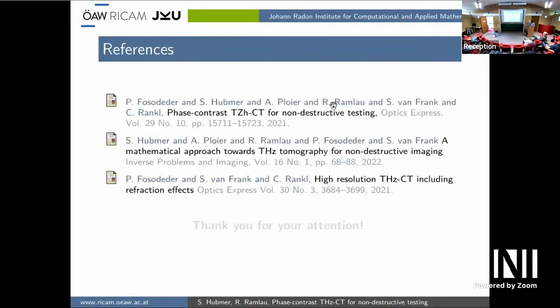Okay. Yeah, and I'm already at the end of the presentation. If you're interested in our results for this terahertz tomography, then here are two publications. This was more mathematics oriented. This was more physics oriented. And a recent paper of our collaborators where they talk a little bit about this ray tracing idea.